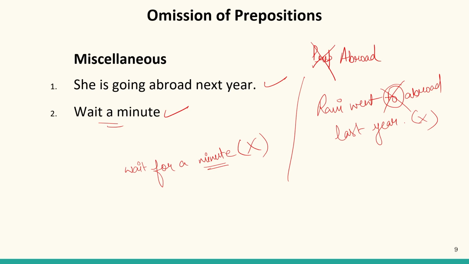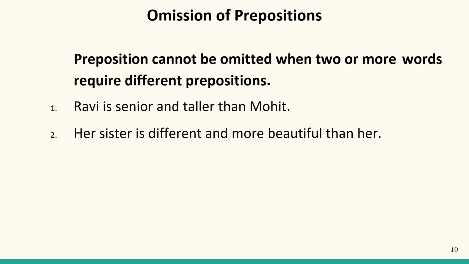Now let us move to the next rule. Preposition cannot be omitted when two or more words require different prepositions. Now this one is again a very, very important rule. If two or more words require different prepositions, for example, some verbs are there after which we need some preposition definitely. For example, listen to, different from. There are some adjectives as well which require their preposition to be after those words. So if we have two words, it means words on both sides of the conjunction and, we need to write that particular preposition with those words which they need.